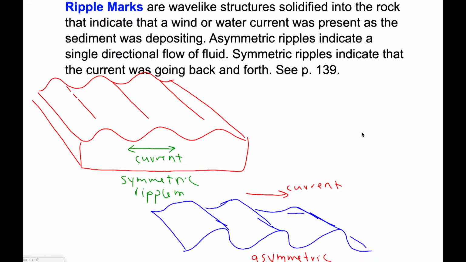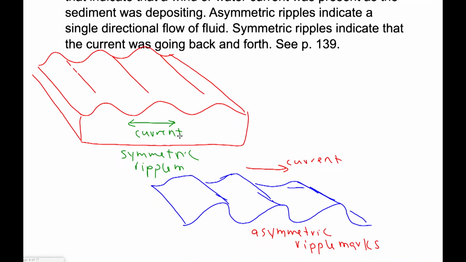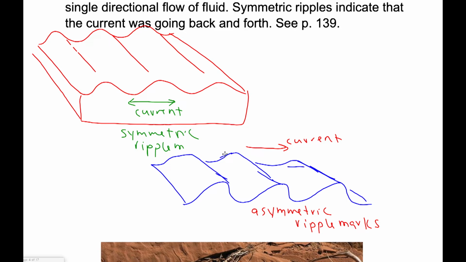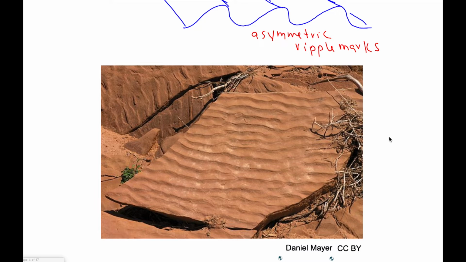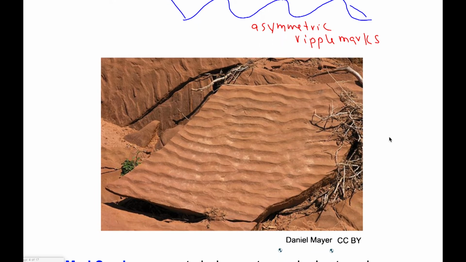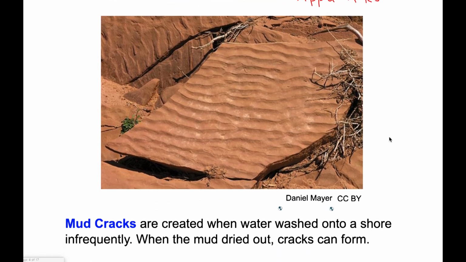So again, here are some pretty amazing diagrams made by me. Symmetric ripple marks are telling you that the current is going back and forth pretty evenly, whereas asymmetric ripple marks are telling you the current was going in pretty much one direction. Here's an example of ripple marks. This would be maybe siltstone, maybe sandstone, maybe it could even be some shale.